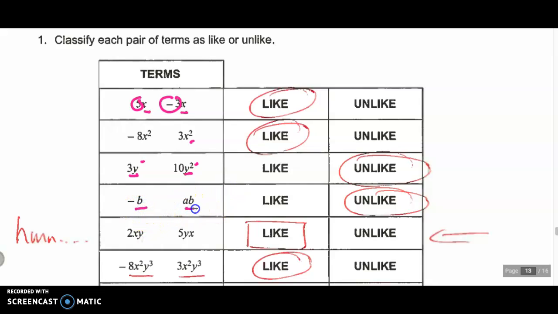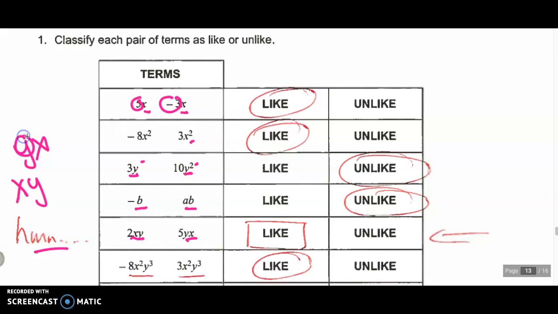A b and an ab, not the same, right? X, y, and yx, they are the same. Okay, I put a there. But they're the same because they're just written in a different order. So if you have xy and yx, they're the same thing. They're just written in a different order.